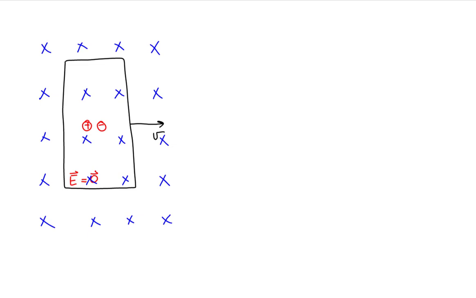Now let's look at what happens when this conductor is moving through the magnetic field. You know that a point charge will experience a magnetic force equal to the product of the charge and the cross product between its velocity and an external magnetic field. Now you know from the right-hand rule that the direction of the magnetic force will be perpendicular to both the velocity and the magnetic field.